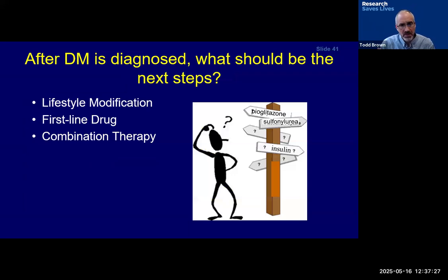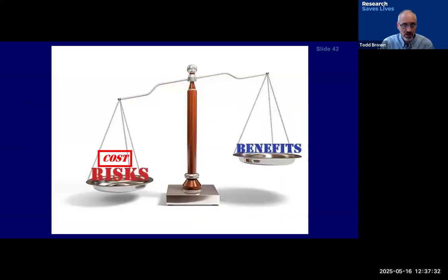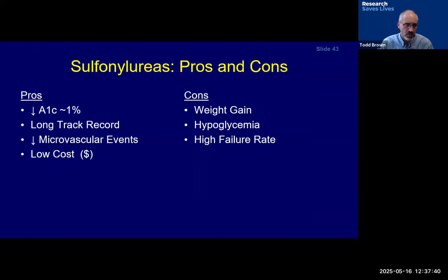So when we think about diabetes and the first line drug, how should we combine the drugs? Really, this is where the individualization comes in. You're weighing costs and risks and benefits, et cetera. So we have sulfonylureas. These drugs are super cheap. They lower hemoglobin A1C. We've been using them for a long time, in studies like UKPDS, decreasing microvascular events. So they do work for diabetic complications.